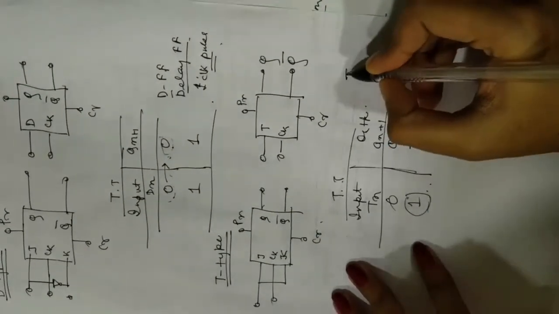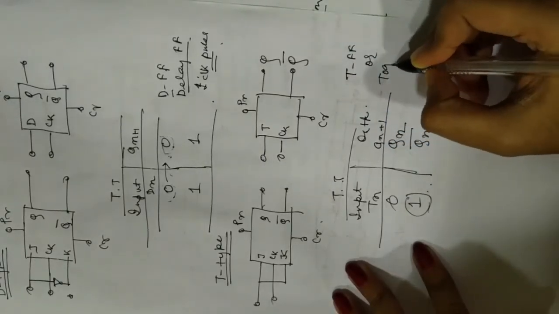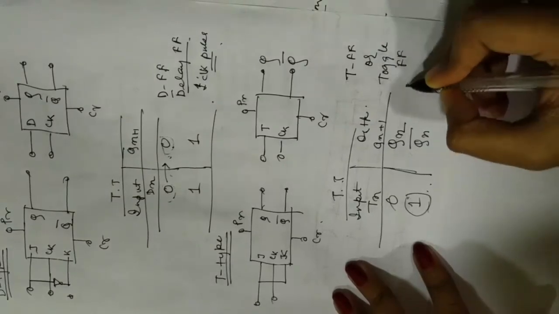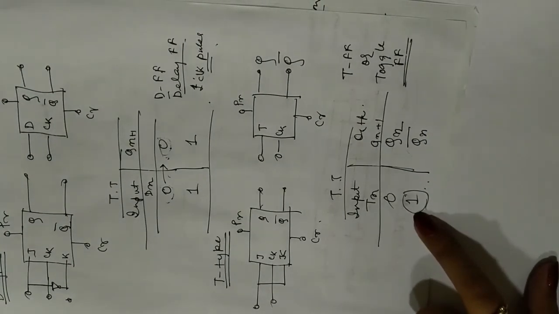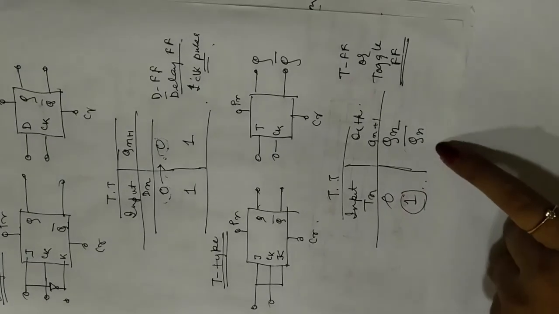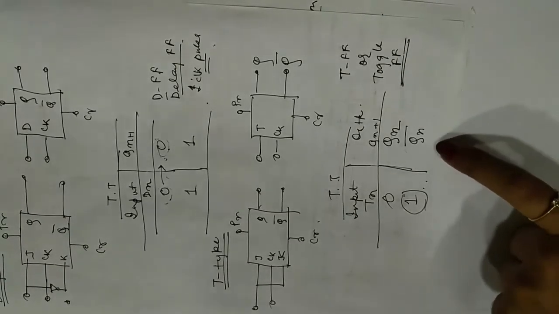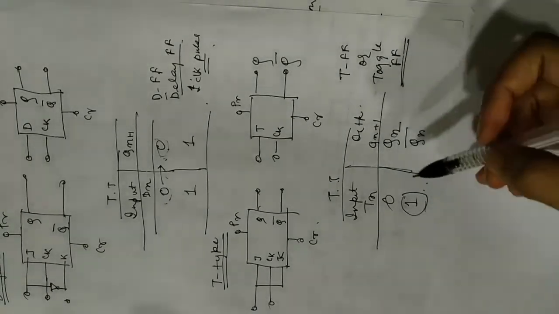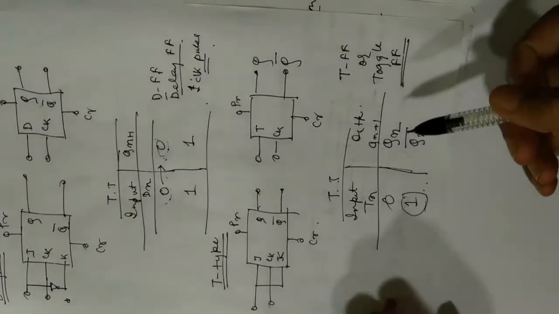And from there comes the name T flip-flop or toggle flip-flop, right? Since on applying T is equal to 1, our initial state changes from Qn to Qn bar. That is a toggling action happens. That is why the flip-flop has been named a toggle type flip-flop, right?